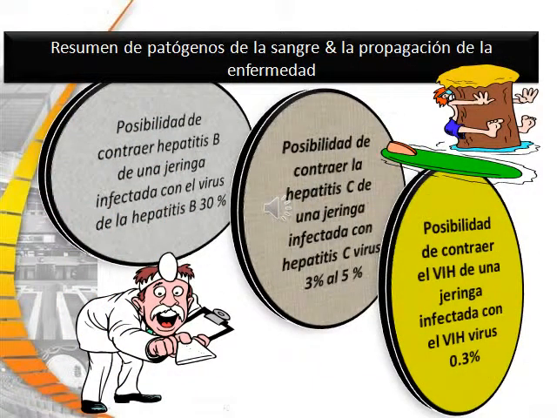The chances of getting hepatitis B from a syringe infected with the hepatitis B virus are 30%. The chances of getting hepatitis C from a syringe infected with the hepatitis C virus are 3 to 5%. The chances of getting HIV from a syringe infected with the HIV virus are 0.3%.